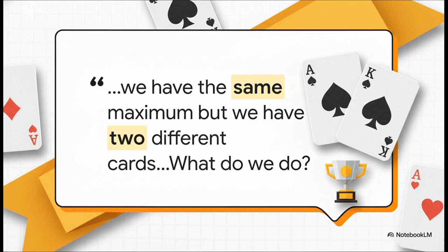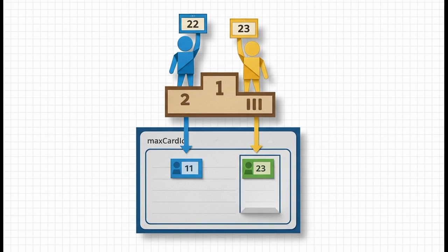But what happens if there's a tie? The way we have it now, we'd only remember the first winner we found. The solution is pretty neat. We just make our ID variable a list. That way, it can hold multiple winners.